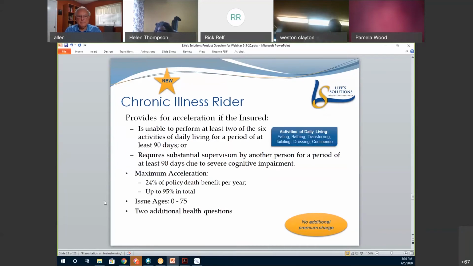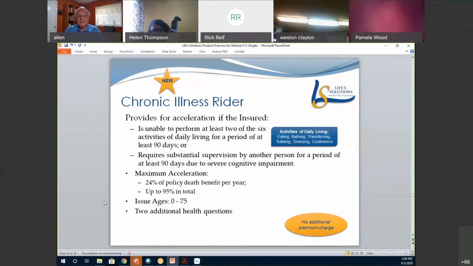Okay, the third of the living benefit riders, the chronic illness rider. Now with this one, it's a little different. This is one that deals with care for someone who has a chronic illness, and they're defined as one of two ways. First one is the individual is unable to perform at least 2 of the 6 activities of daily living. And we have the little blue box that says what that is. They have trouble eating, bathing, transferring, which means getting in and out of chairs and getting around, toileting, dressing, or continence, which is maintaining their bodily functions.